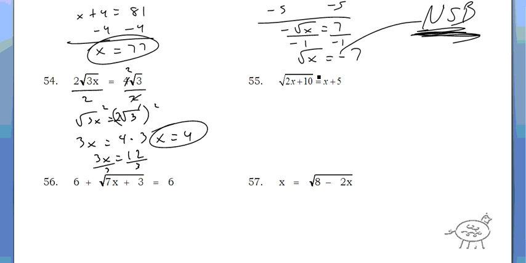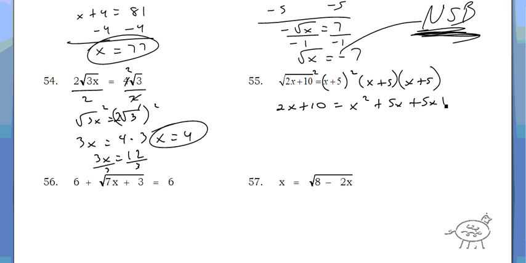Okay, this one, square both sides. So I get 2x plus 10. And then, don't forget, guys, write it twice. Okay, don't give me x squared plus 25. It's brutal if you do that, okay? And it's very sad, and I'll cry. So please don't just square the x and the 5. It's very sad. All right, so I get x squared plus 5x plus 5x plus 25.